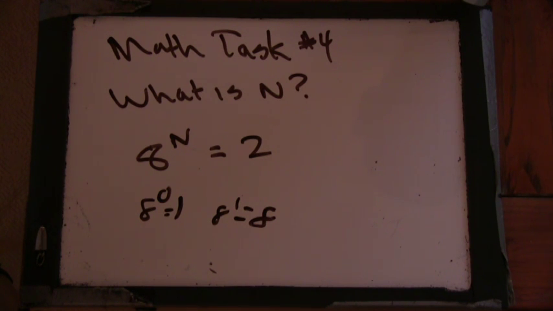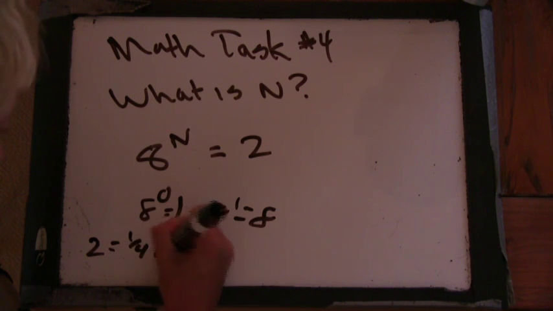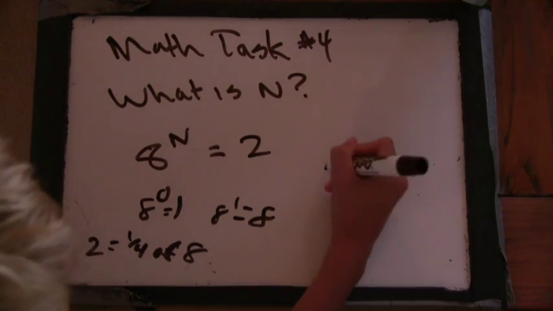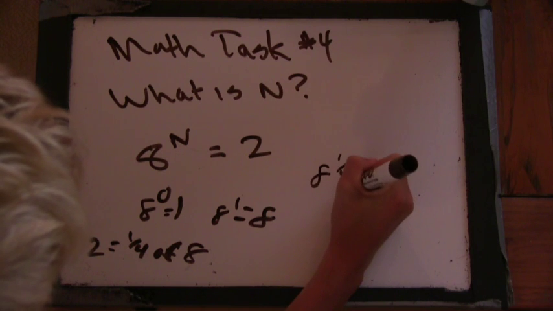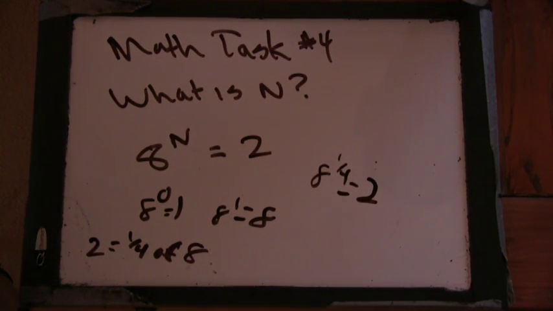Well, let's see. Well, I have an idea. So 2 is a fourth of 8. So is 8 to the 4th 2? So 8 to the 1/4. I think that equals 2.